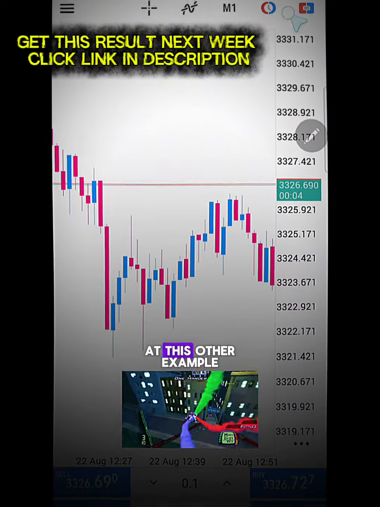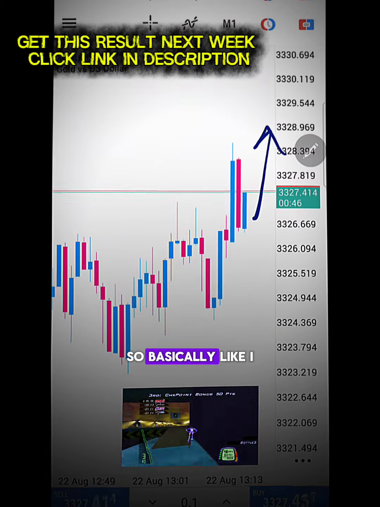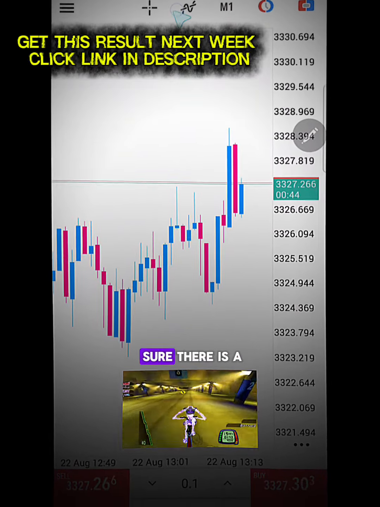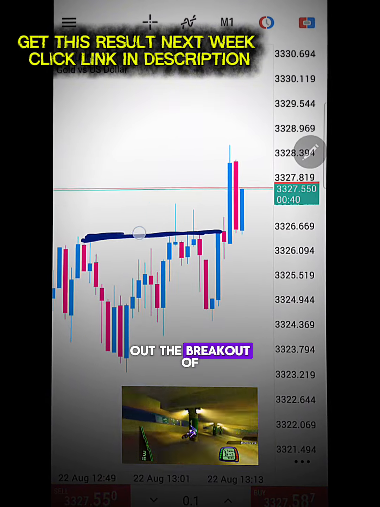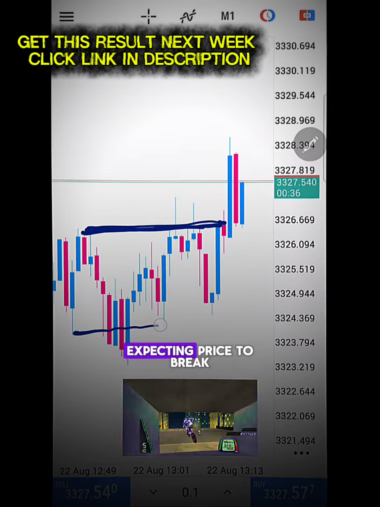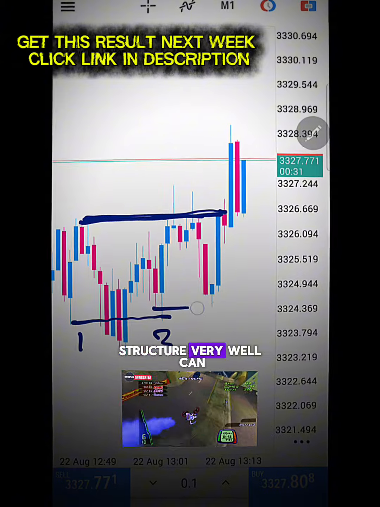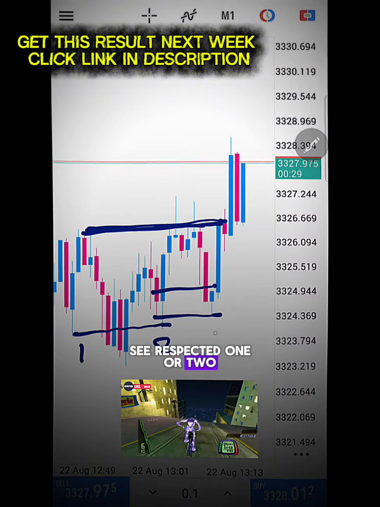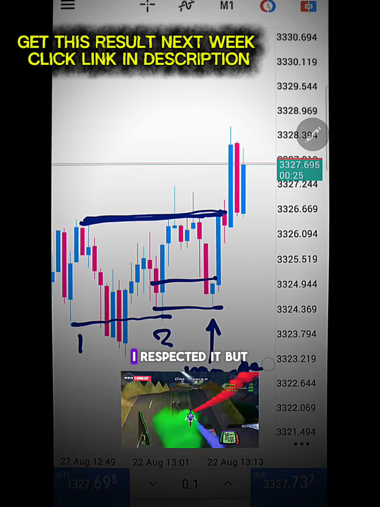And if you look at this other example, this one is for the sell example. So like I said before, you want to make sure there's a fair value gap or something, or you want to mark out the breakout of an impulse. That's the breakout of an impulse, the point you are expecting price to break out from, and then you want to make sure price is respecting structure very well. You can see it respected 1 and 2, and that's the third structure there. You can see price reversed there and respected it.